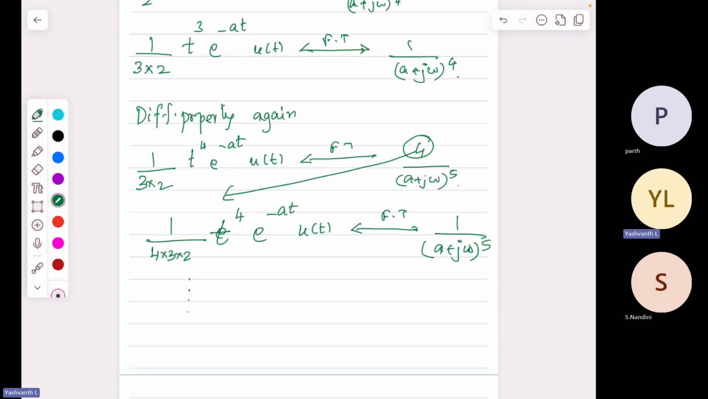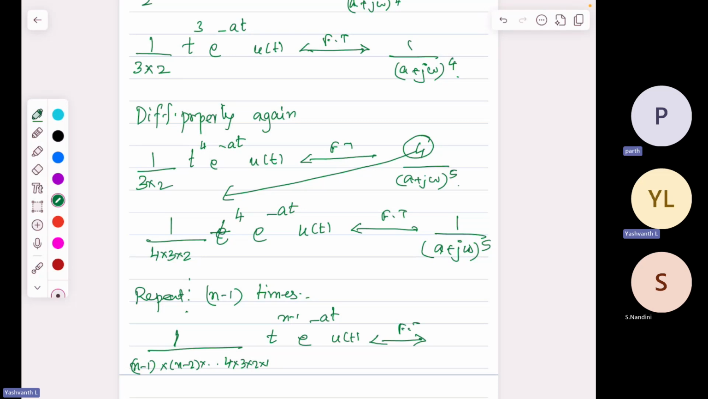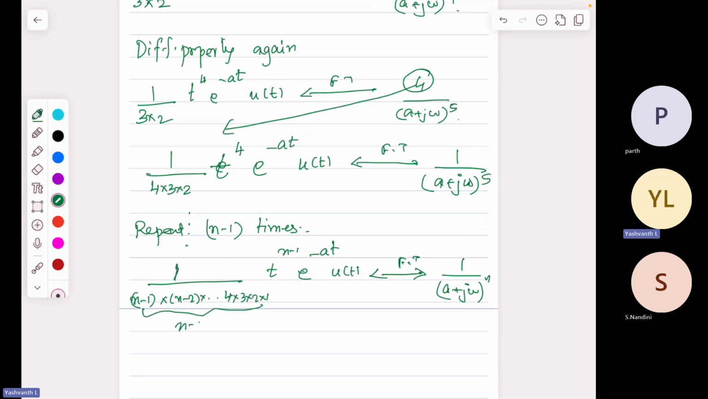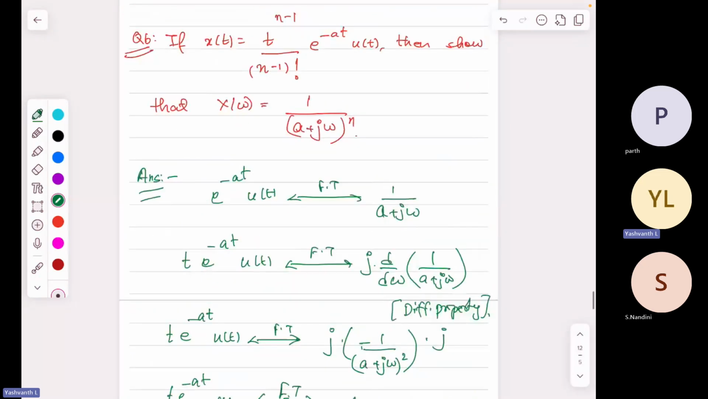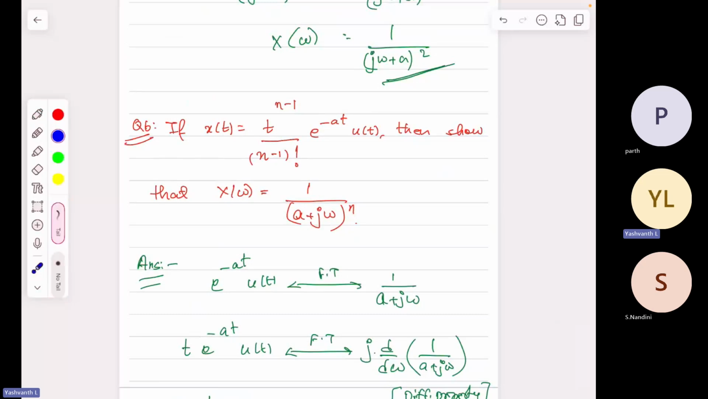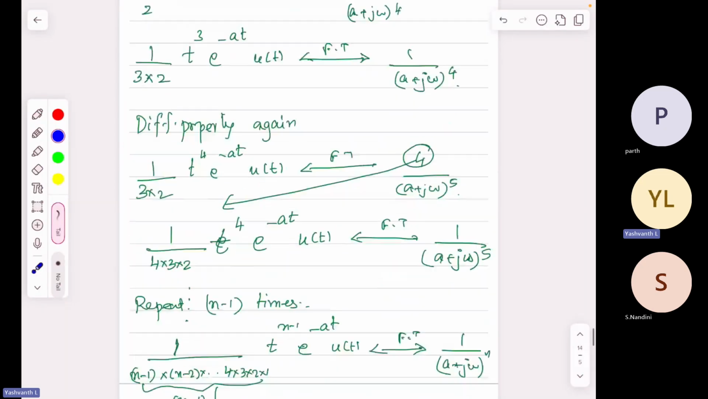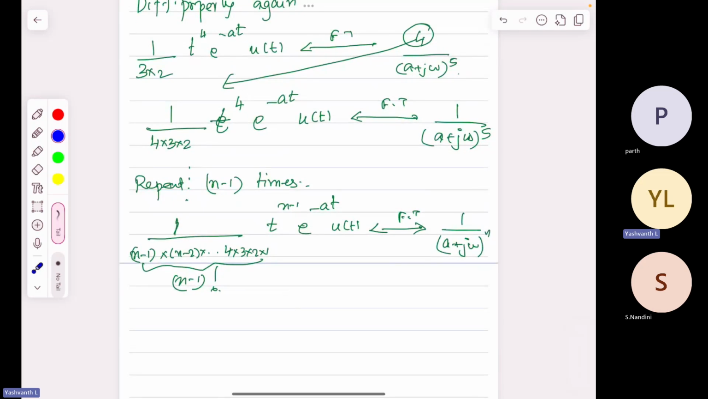Therefore, you keep on doing this n times. Or it's n minus 1, not n times, n minus 1 times from the start. Then what you will get is 1 by n minus 1 into n minus 2 and so on till 4 into 3 into 2 into 1 into t power n minus 1 e power minus at u of t will have the Fourier transform 1 by a plus j omega power n. But what is this? This is exactly equal to n minus 1 factorial. Okay, that is the question. So what is the question? Show that the Fourier transform of x of t is equal to 1 by a plus j omega power n, and that's what we have shown. So it is just repeated application of the frequency differentiation property in the frequency domain. Is it clear?